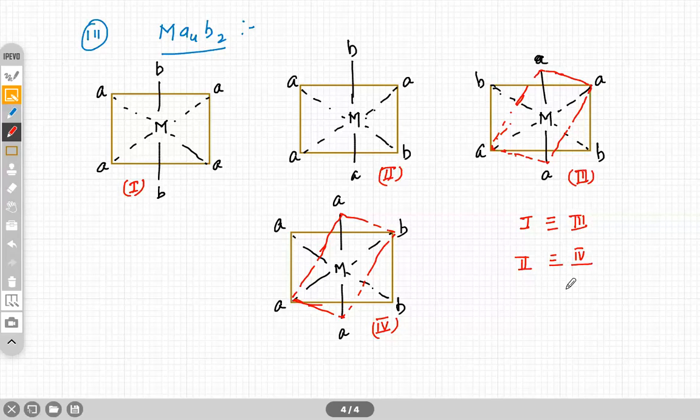Did you understand this? Yes, sir. Yes, sir. Got it? Okay. This is one of the ways, right?